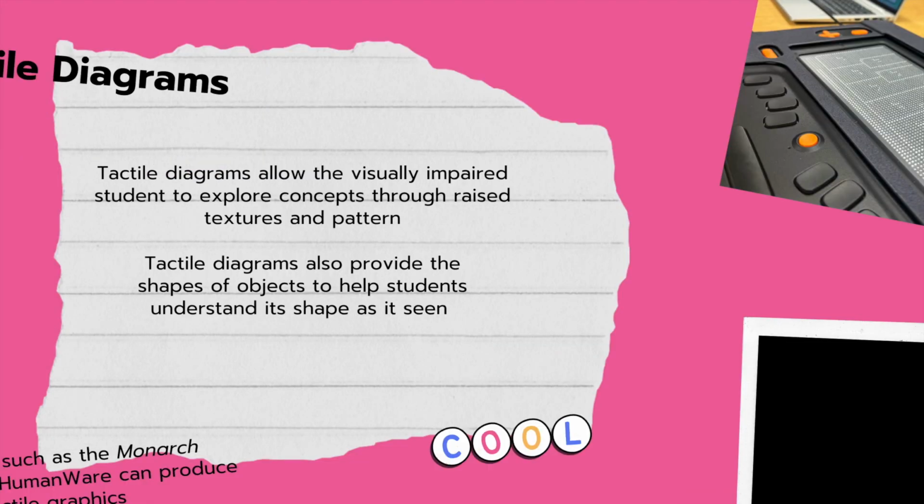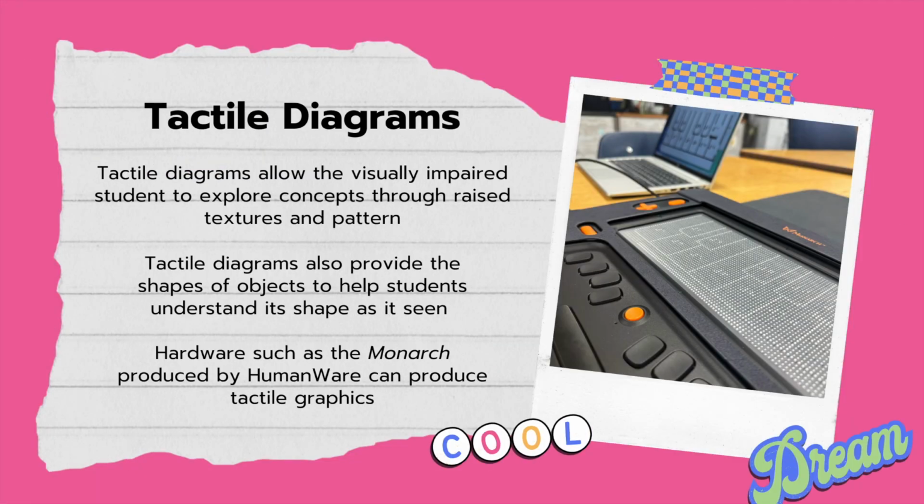In addition to these tools, tactile diagrams and Braille music notation play a crucial role in making music accessible to visually impaired learners. Tactile diagrams represent musical concepts such as pitch, rhythm, and form through raised textures and patterns, allowing users to explore and interpret musical structures through touch.